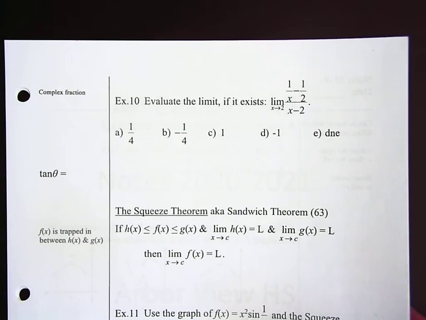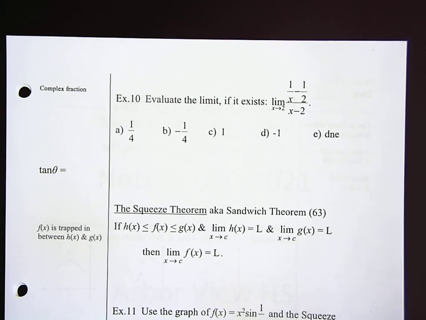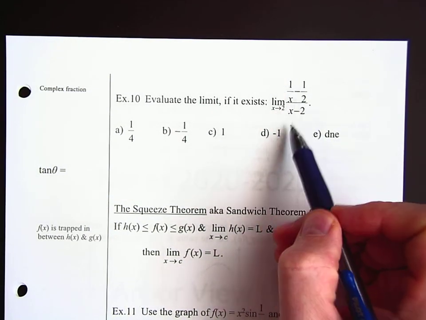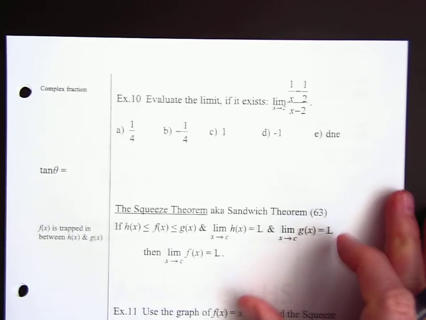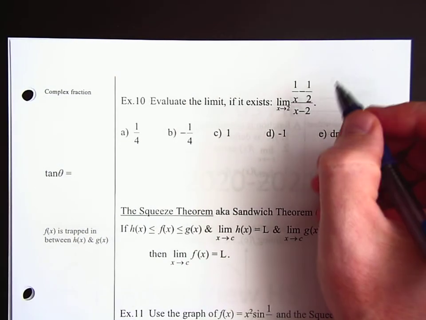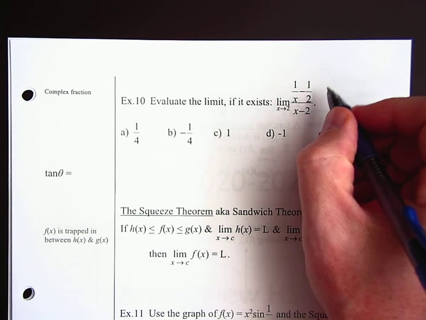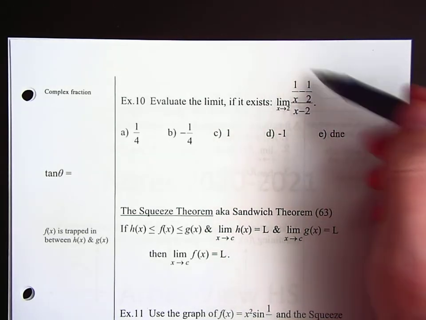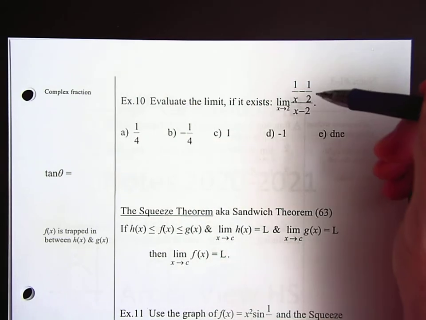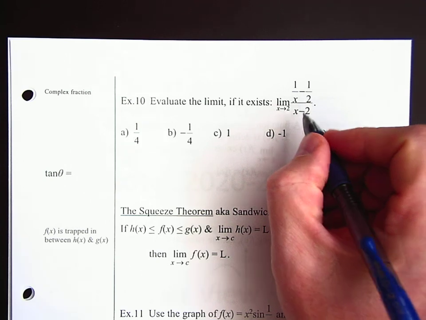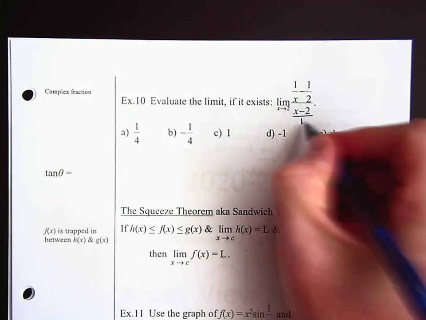Okay, complex fraction. Evaluate the limit if it exists. So as we first start to look at this, if we plug in 2, we would be dividing by 0. That's not good. So when you have a complex fraction, those of you who had us for honors geometry up here at Arborview, we tried to talk to you about clearing the fraction. A complex fraction is when we have a fraction in another fraction. And the best way to handle that is to clear the fraction.